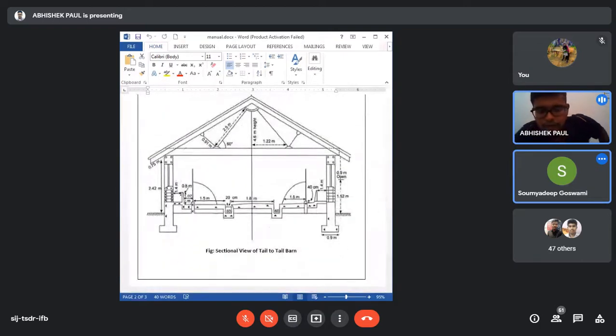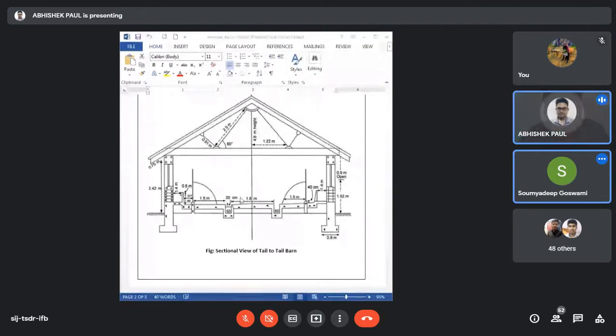The sectional view of the tail to tail barn. Just imagine our farm, our college farm. This is also tail to tail, is it not? So you see, this is 1.8 meter. This is the central passage. In our college farm also, after entering the farm, one common entrance, one common passage is there. That is called the central passage.